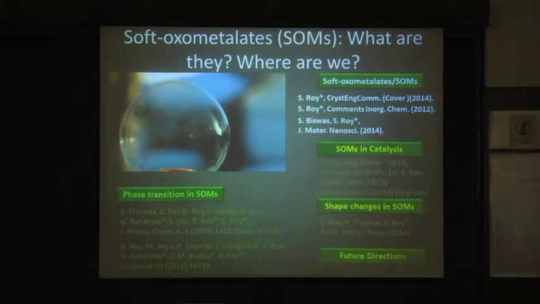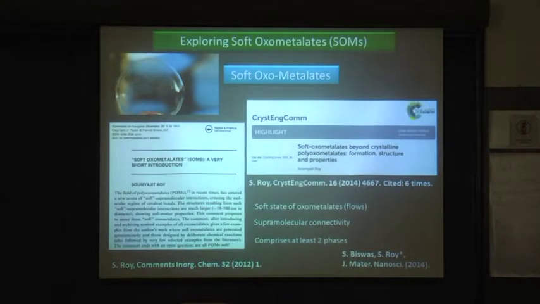So first, thanks Guru for this question. I'll explain a bit more in detail what we mean by this state. Basically it is the soft state of metal oxides that flows. It must have a supramolecular connectivity in the condensed phase. So in the dispersed phase, it should have supramolecular connectivity, and it must have at least two phases. One is the dispersed phase, and the other one is the dispersing medium.